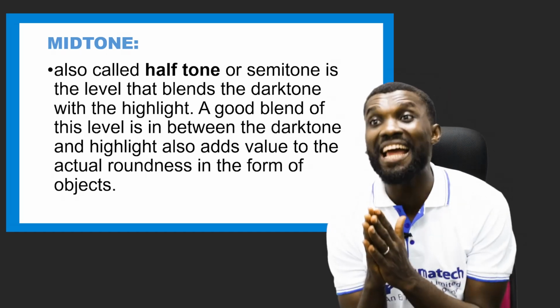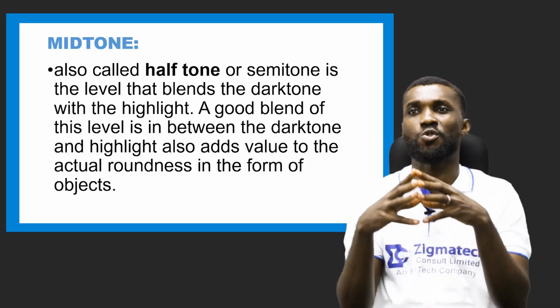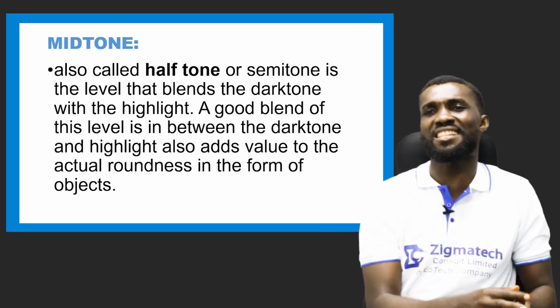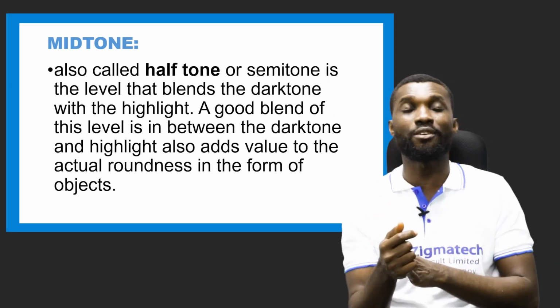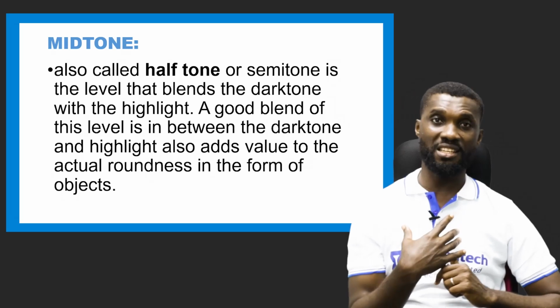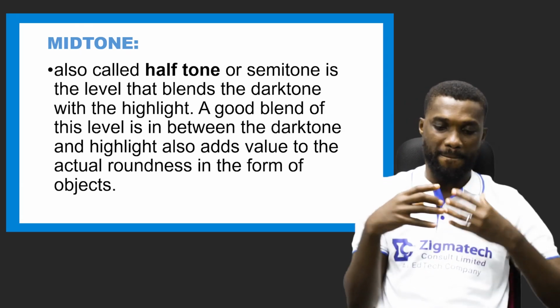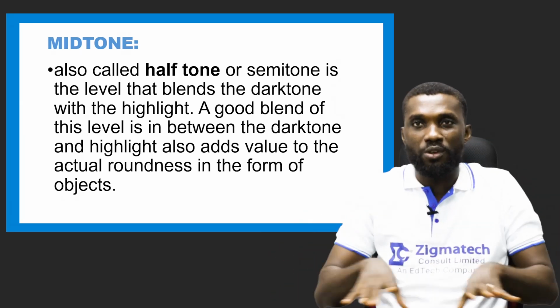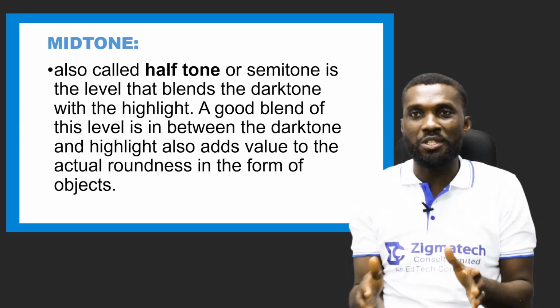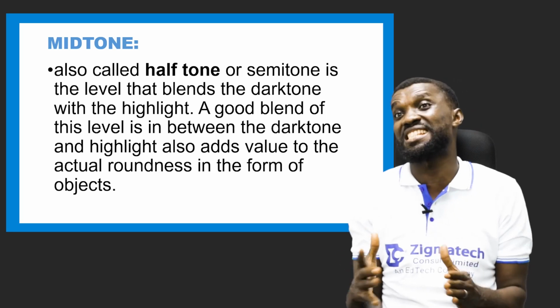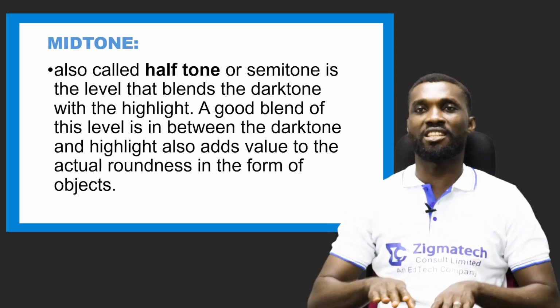So, having said this, this is the level that blends the dark tone and the light. A good blend of this level between the dark tone and the highest light also adds value to the actual roundness in the form of the object. What I'm trying to say is, if you know how to manipulate this mid-tone, because everything happens between the mid-tone and the highest light. If you're bad at manipulating the mid-tone, because it is the embodiment of what? The gradation.